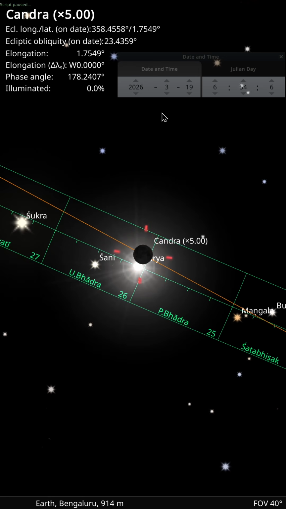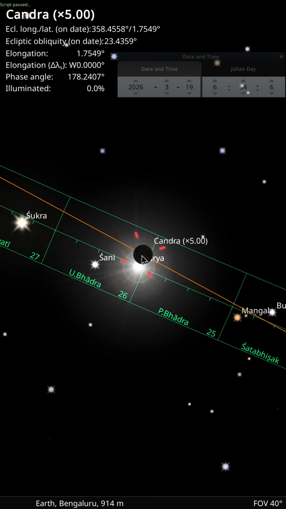I'm going to include in the video the orbit of the moon, this orange line that you see. Moon does not orbit on the ecliptic. The ecliptic is the apparent path of the sun. Moon's orbit is close to the ecliptic, but you can clearly see it's north of the ecliptic.